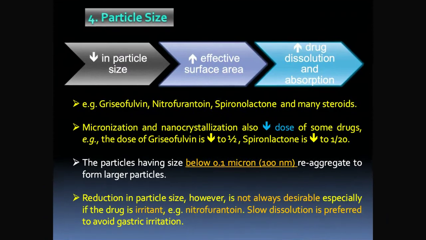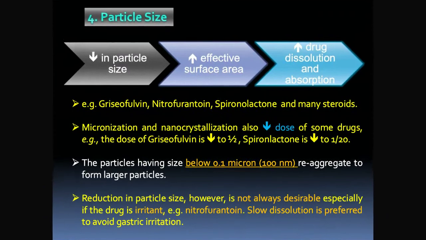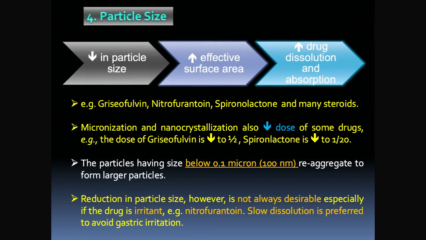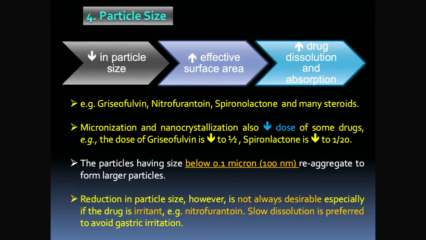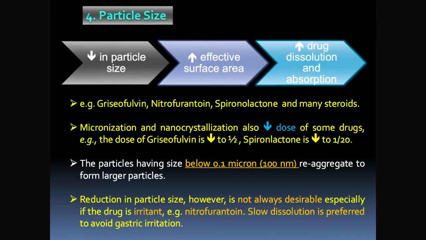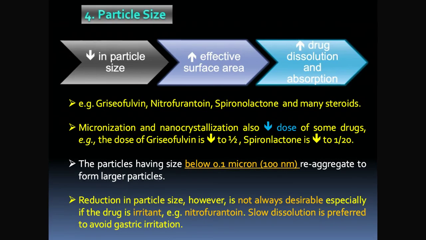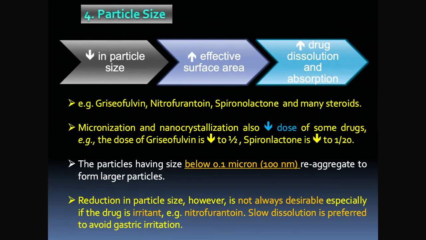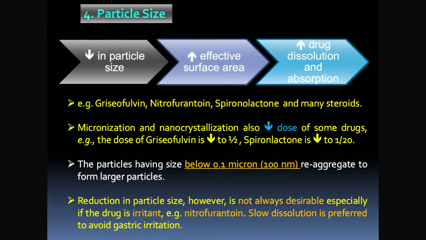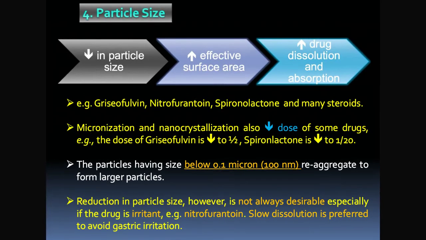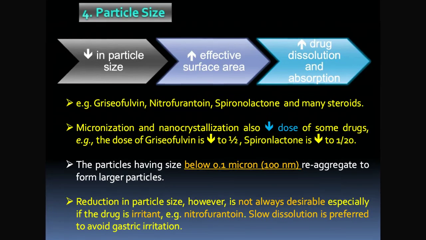You must account for the high surface energy of ultrafine particles. Specifically, when diameters fall below the 100 nanometer threshold, spontaneous reaggregation occurs, which paradoxically collapses the surface area. Reflect on the strategic exception where slow dissolution is intentionally maintained for gastric irritants, proving that chemical stability and patient tolerance sometimes override the drive for maximum absorption speed.